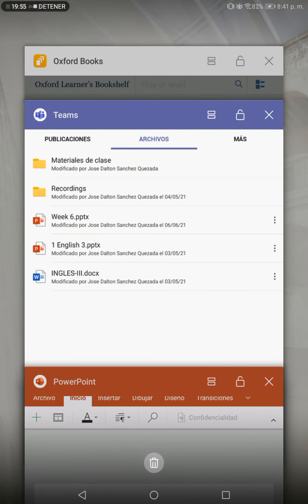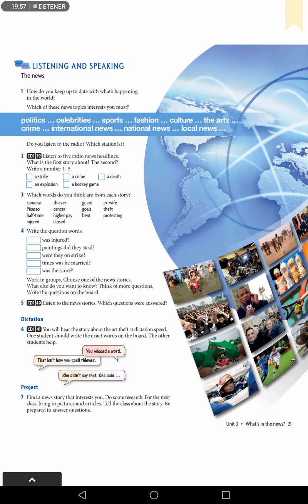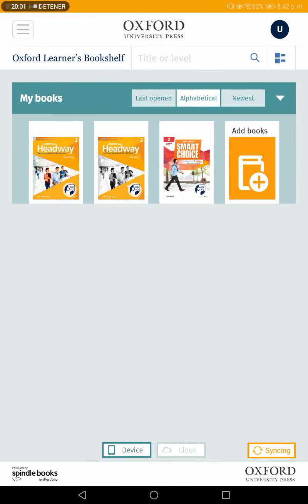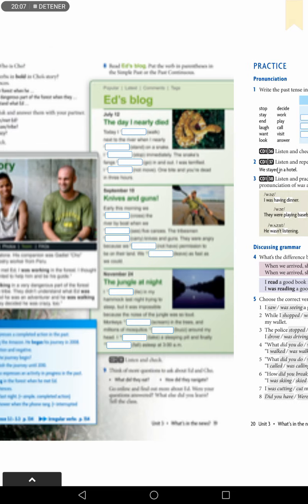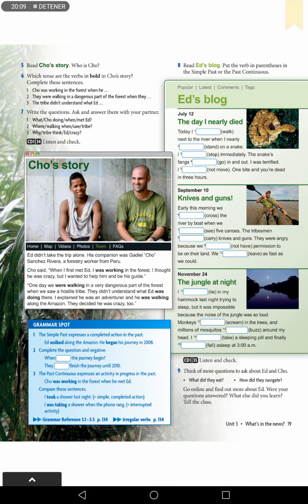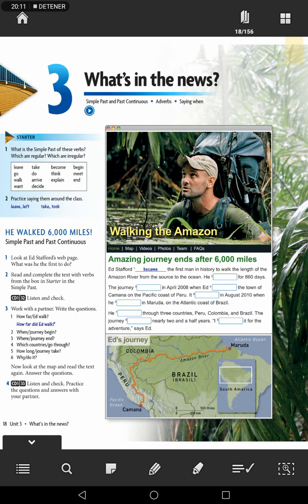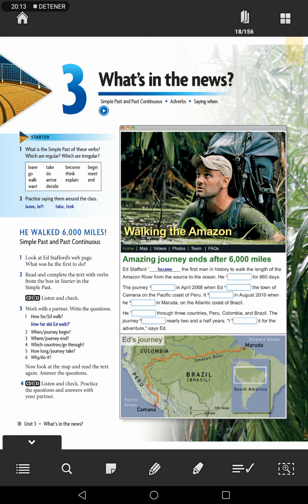Ahora, here we are. Now we're gonna work with the book. Vamos a trabajar un poco con el libro. Give me a second. A ver, un segundo. Aquí está. So this is the beginning of the unit number 3.